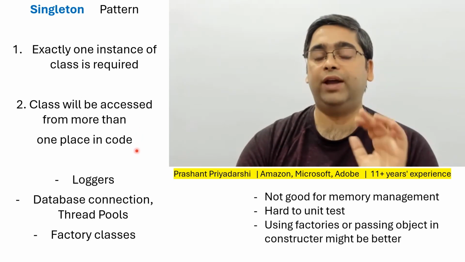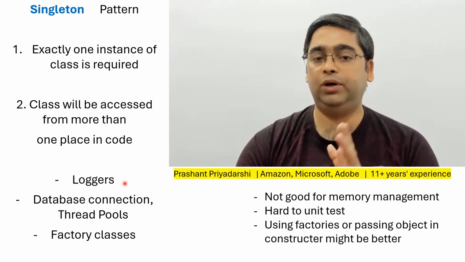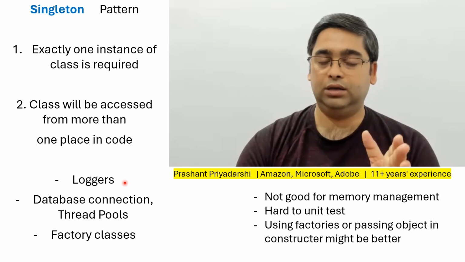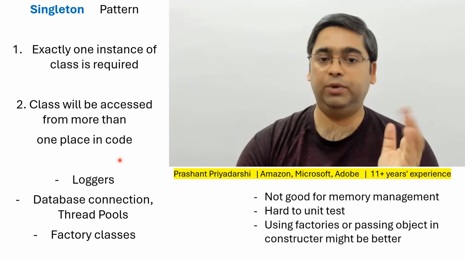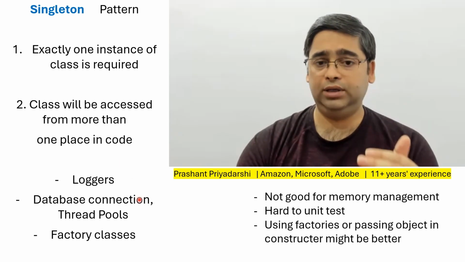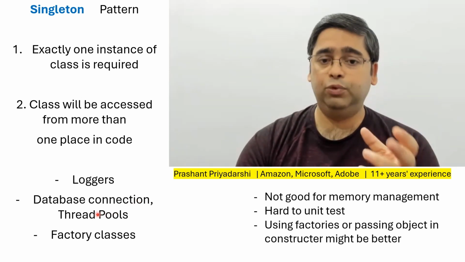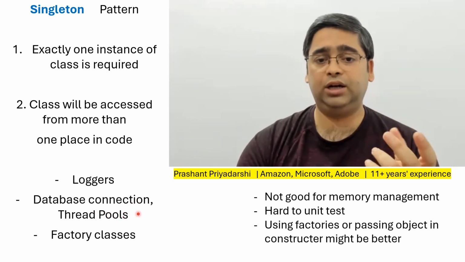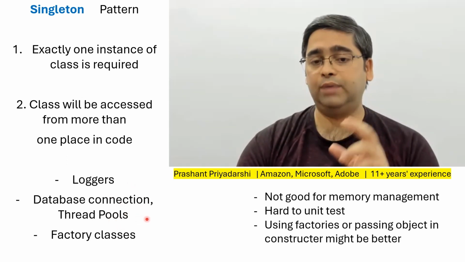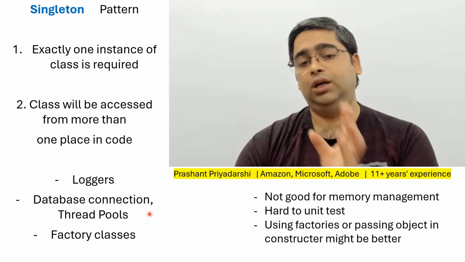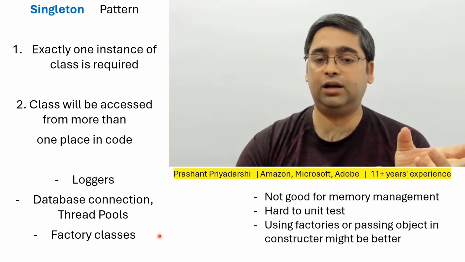There are some valid use cases of a singleton design pattern. Loggers are an appropriate use case because you need to use a logger in almost every class of your code, so dependency injection will not be very clean. Database connection, you want to have a single database connection. Thread pool, you want to manage your threads with a single thread pool. You do not want to have multiple thread pools. But again, in these cases also, depending on the use case, you can do it without making the class singleton. Again, there are factory classes.